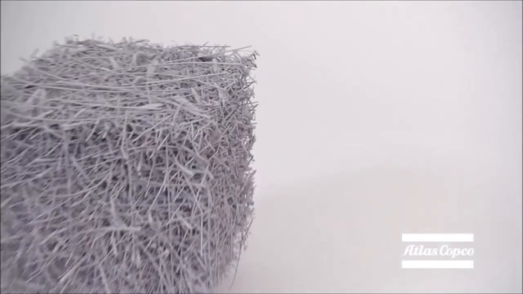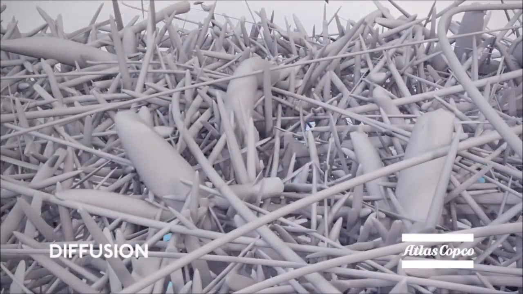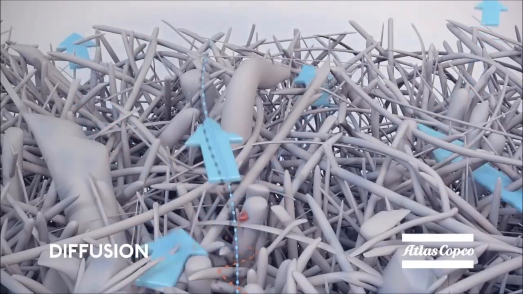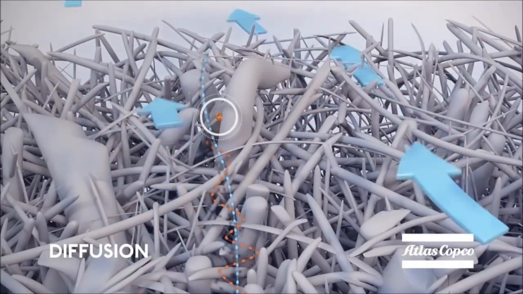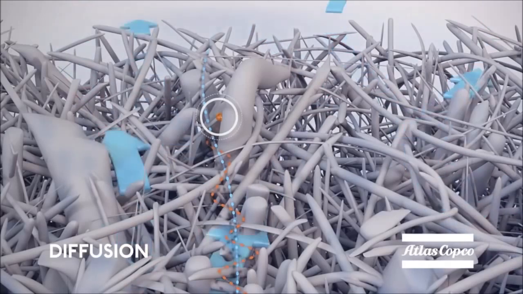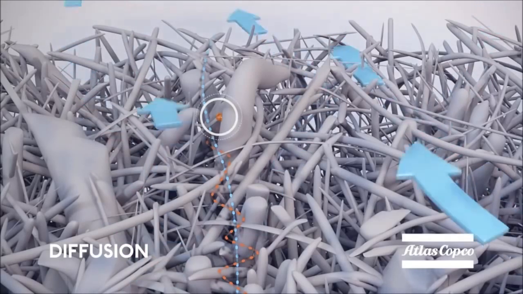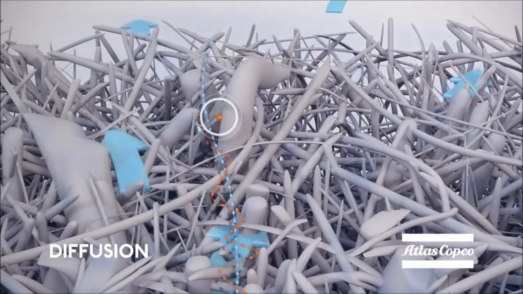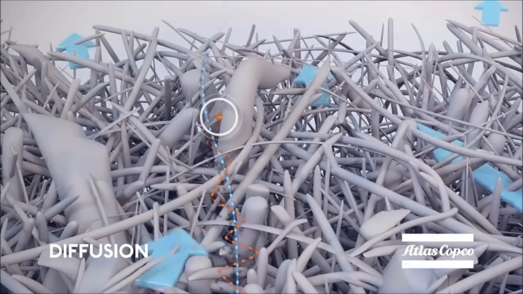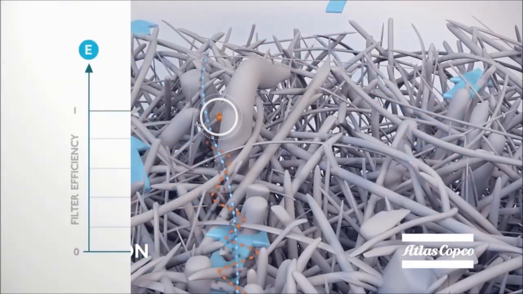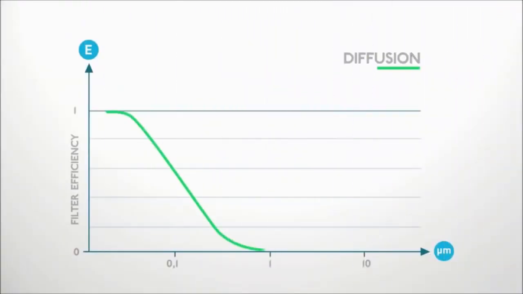The third mechanism is diffusion, and this takes care of the smallest particles. These small particles do not strictly follow the streamlines. They move randomly due to collisions with gas molecules. We call this Brownian motion. Because of this erratic movement, they're bound to collide with a fiber. The smaller the particle is, the higher its freedom of movement, and therefore the higher the probability that it will encounter a fiber. Capture by diffusion becomes more important with decreasing particle size.